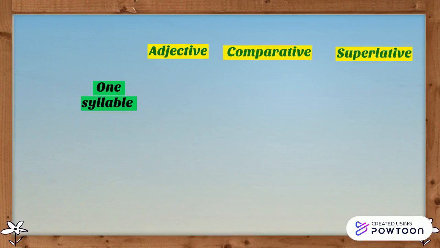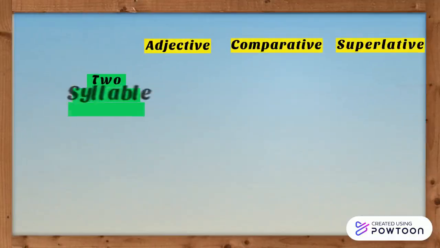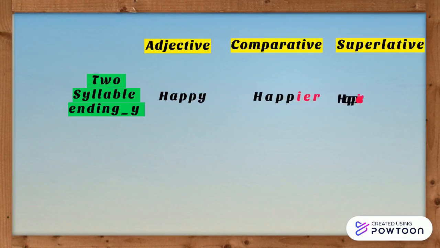One syllable adjectives: we have cold, colder, coldest. Next, we have one syllable ending in vowel-consonant. For example, thin, thinner, thinnest. Two syllables ending in y: happy, happier, happiest.